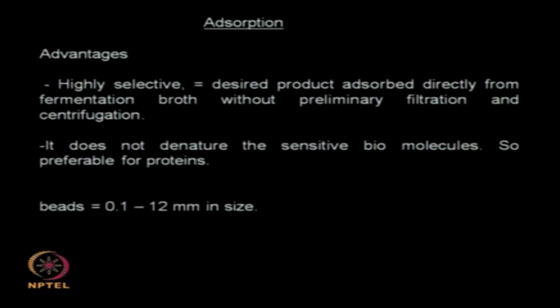So adsorption is a very selective process. We will talk about adsorption later on in more detail. We will look at different types of adsorption processes, we will do some problems on adsorption, but as you know, adsorption can be very selective. Only the desired product can be adsorbed directly from the fermentation broth. We do not need to do preliminary filtration. So we can do adsorption first, and then the preliminary filtration, and it generally does not denature sensitive biomolecules.